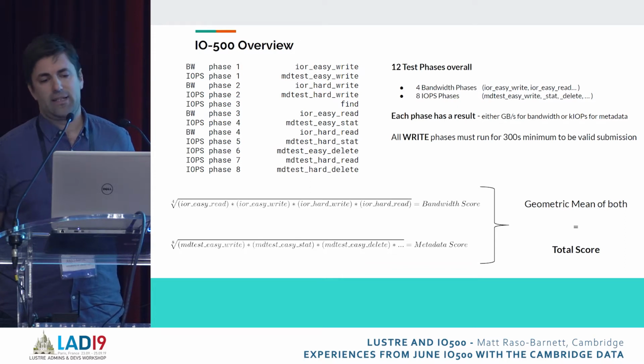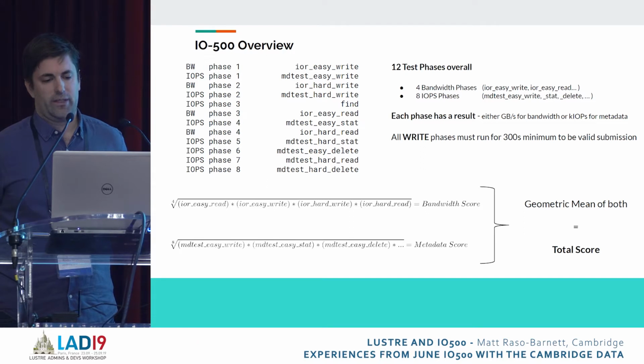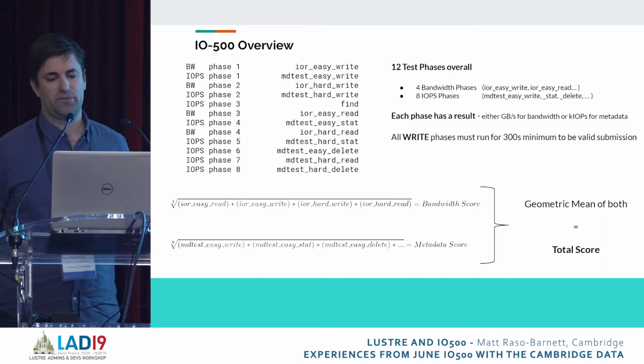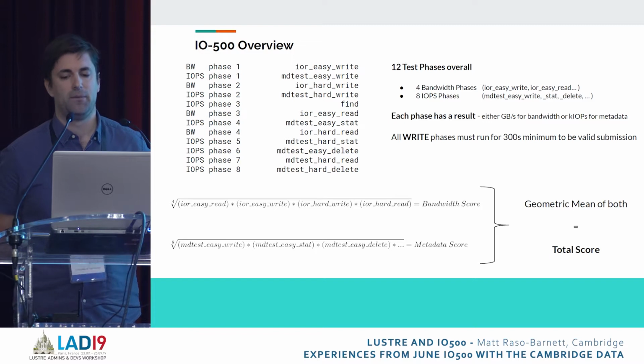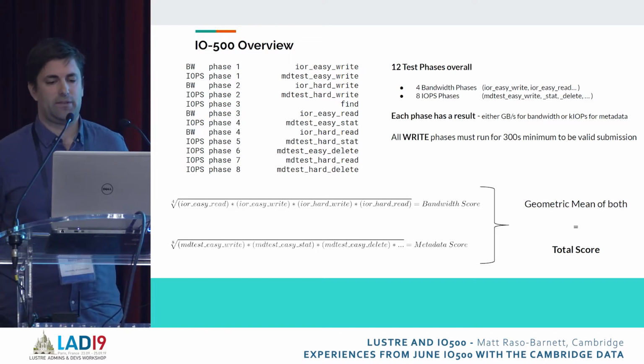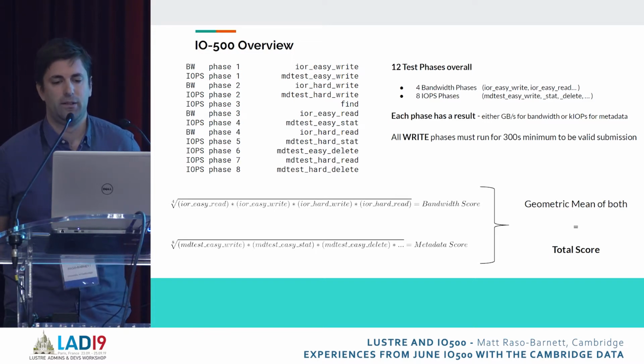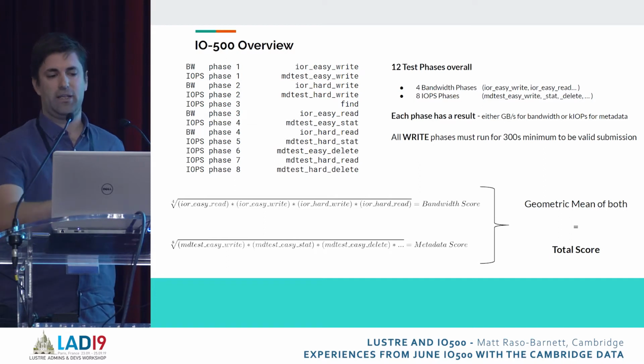And each phase has its own results, which are then combined together with a geometric mean of the bandwidth score, and that's what you see in the table for the bandwidth, and then a geometric mean of all the metadata scores to give that, and then the geometric mean of both gives the total score. And all the write phases have to be 300 seconds minimum for it to be a valid submission.